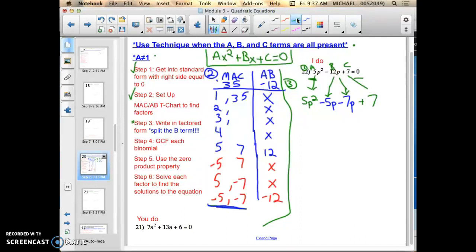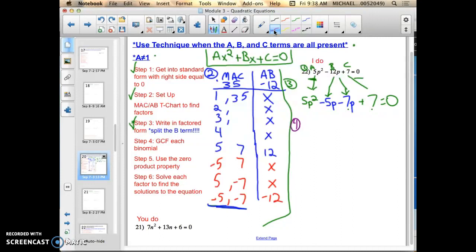So at this step, step 3, you should have 4 terms. All right? That's how you should check your work. There should be 4 terms now, because I split up my b terms. So I have 1, 2, 3, 4 terms. So I'm done with step 3. All right? I split the b term up into my factors that I found. Now, step 4 is you find the greatest common factor of each binomial. All right? So in step 4, I'll switch to this color.